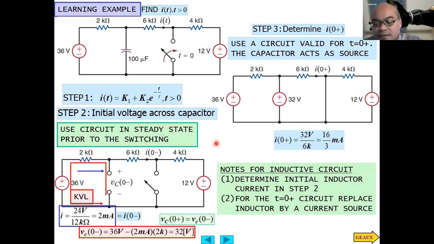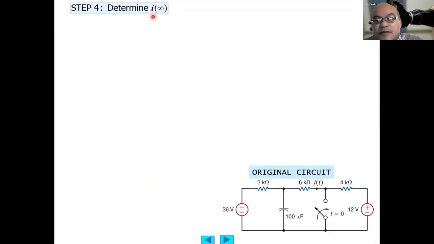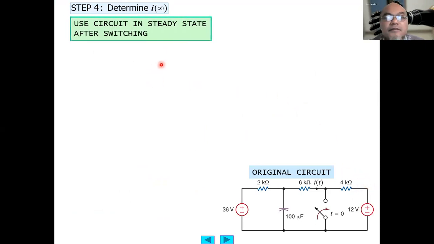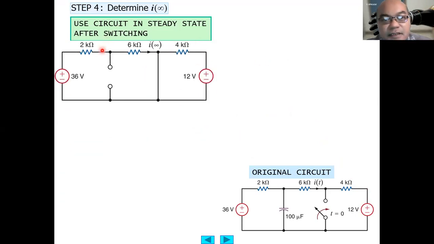Step 4 now is to determine the current when t approaches infinity. So this is the original circuit shown here at the bottom right. Use the circuit in the steady state after switching. After the switching, eventually the charge will be depleted from the capacitance, so it will turn back into an open circuit again. However, this is now already short-circuited here.